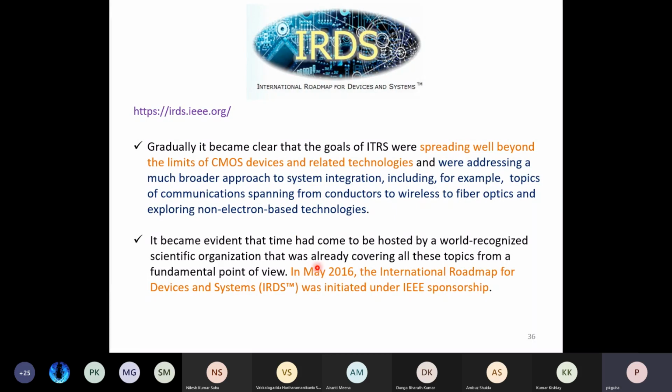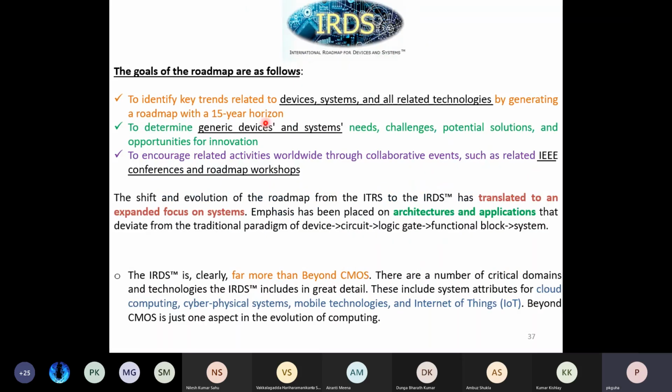So in May 2016 it was established. Again, I think it also gives a 15-year horizon. So a 15-year focus or 15-year prediction of which direction we are moving in, challenges, potential solutions, opportunities for innovation, and so on. And it encourages collaborative research worldwide, between industry and academia, and so on, so that we can move to a better world.